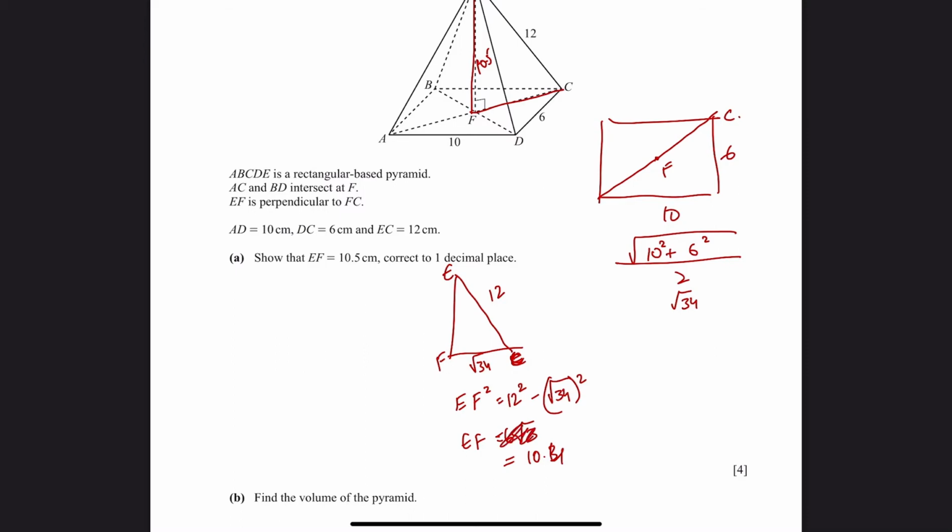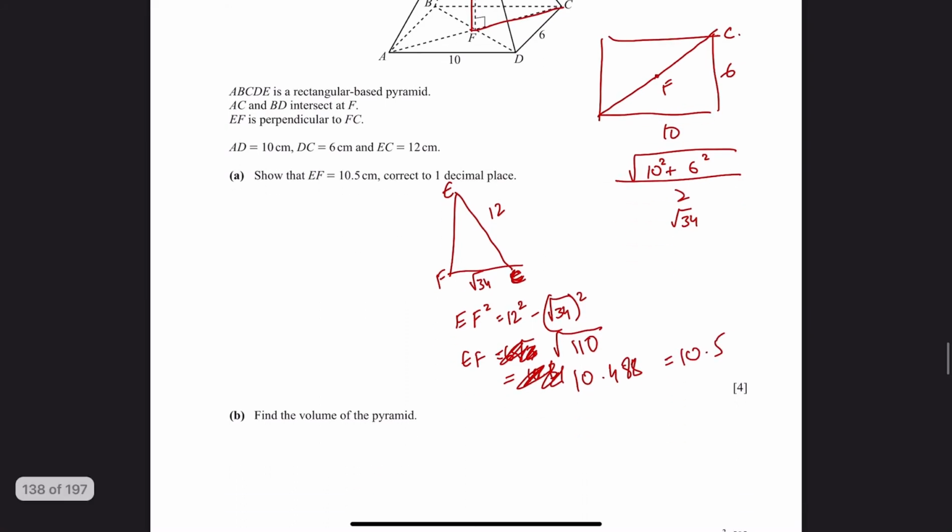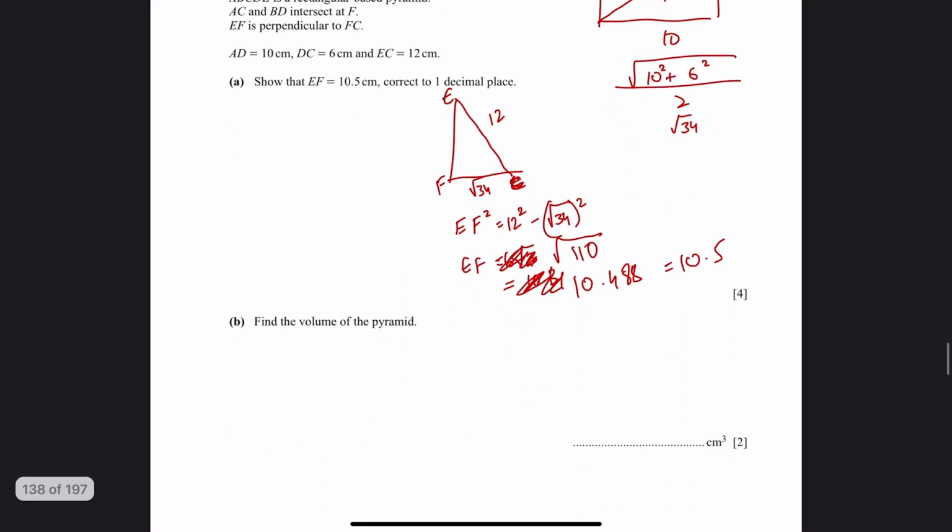It's root of 110. I did a calculation mistake. 10.488. It says find the volume of the pyramid. So the volume of the pyramid is 1/3 base area times height. As simple as it is.